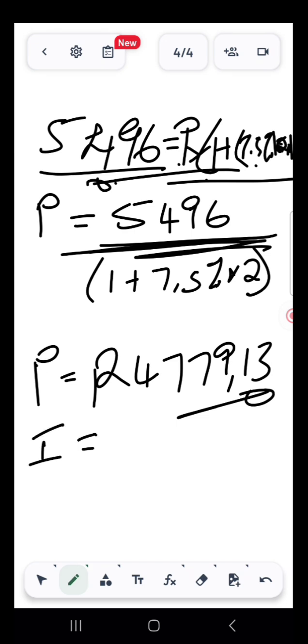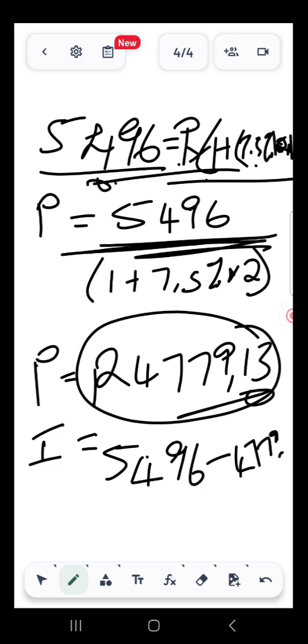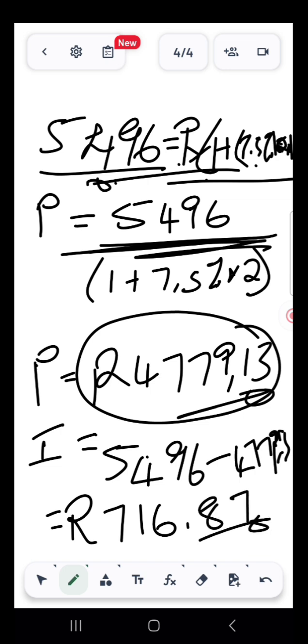So we are looking for the total interest. We know that the phone was 4,779 rand and 13 cents, the price before we add the interest. After adding the interest, it was 5,496 rand. So you say 5,496 rand minus 4,779 rand and 13 cents, and then our final answer, the interest, is 716 rand and 87 cents.